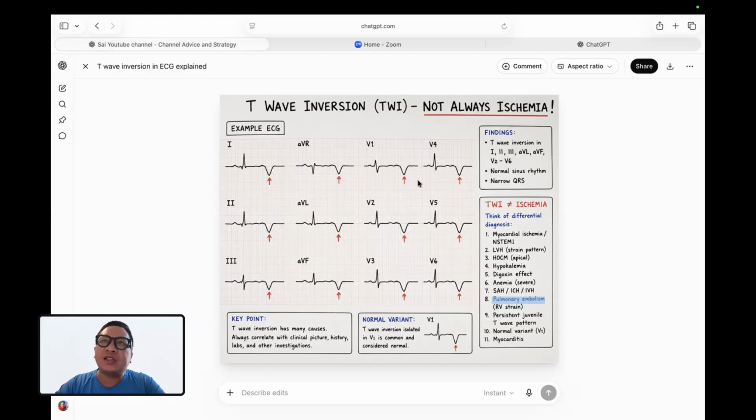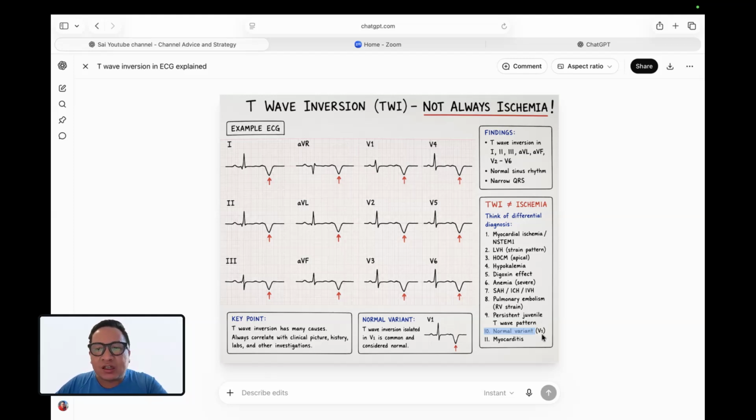And then the next thing we're going to think about is that we usually think T inversions on EKGs are always abnormal, but they can also be found in normal variants. What kind of normal variant? We can find shallow T inversions on EKG in younger individuals, which is known as the persistent juvenile T-wave pattern. And the other normal variant we can find is in African American individuals, who can have T inversions on the EKG.